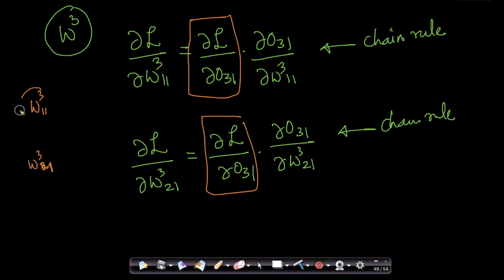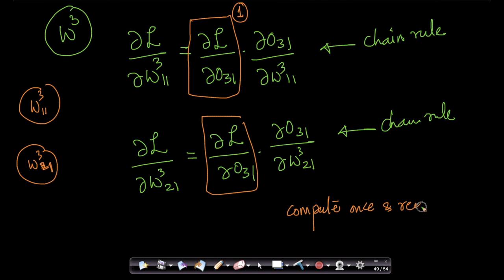When I compute the derivative of L with respect to W311, I'm computing this derivative value, which involves the derivative of L with respect to O31. But I'm recomputing the same thing again when I'm updating W321. Instead of computing this two times, what if I compute it once and reuse it? So the core idea here is compute once and reuse. You can see this in the computation of W311 and W321.